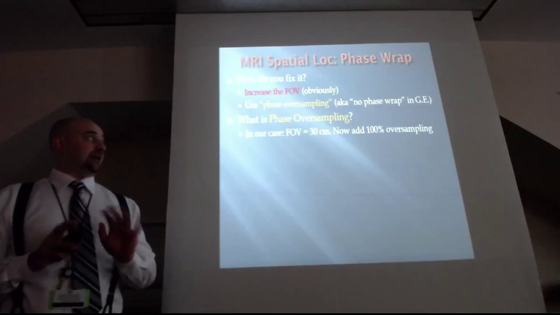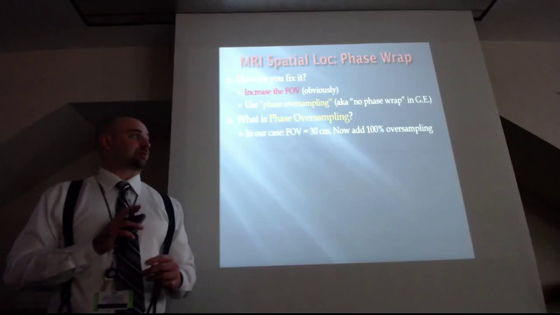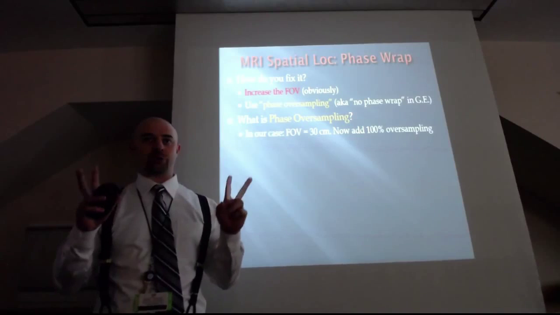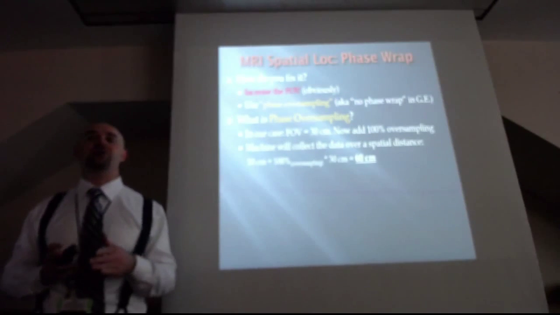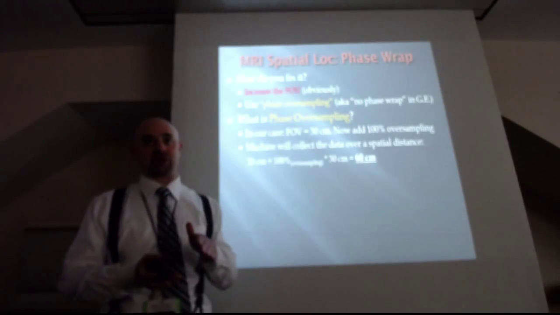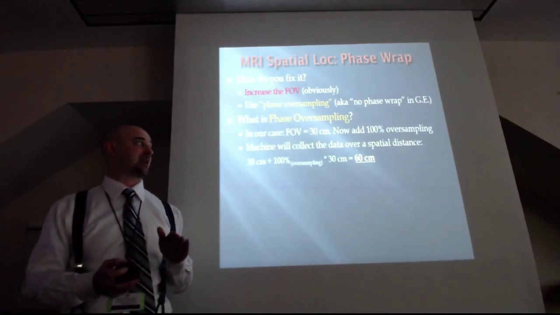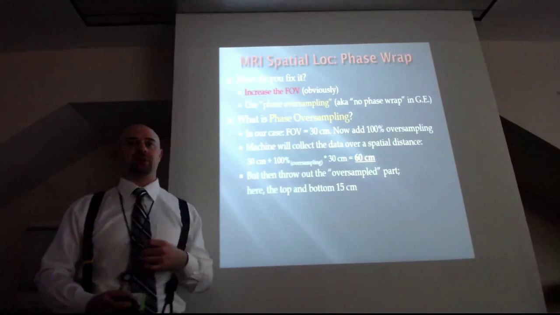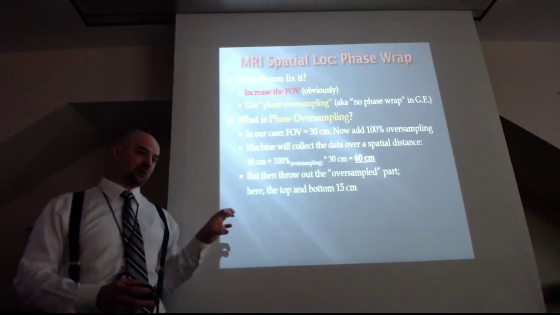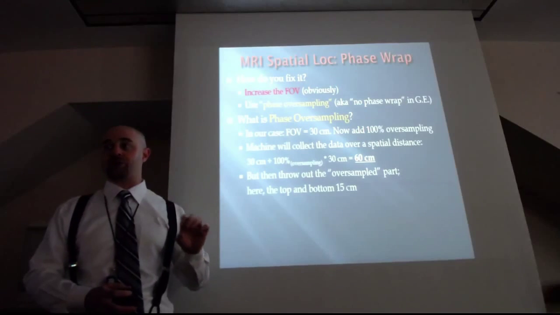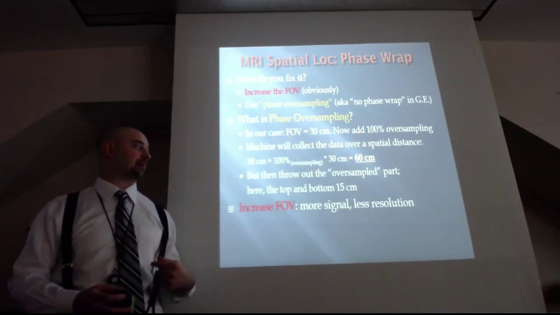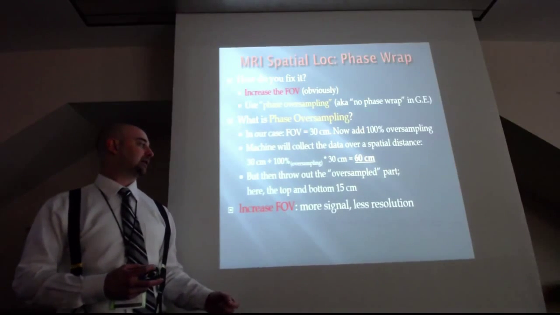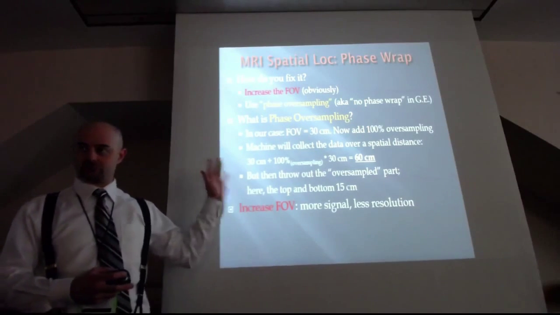Well, in our case, our field of view was 30 centimeters, but the actual object was 60 centimeters. Now, if we did 100% phase oversampling, it's going to take an additional 100% of our field of view, so an additional 30 centimeters, and make the way it acquires over 60 centimeters. But it's going to actually throw out the oversampled part. So it's going to throw out the top 15 and the bottom 15 and just present you with the central 30. Okay?